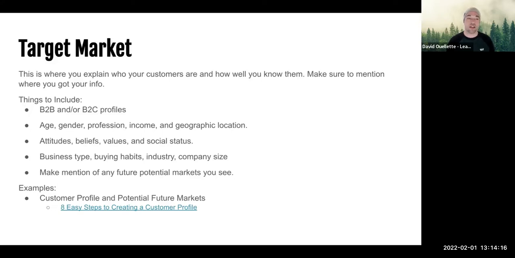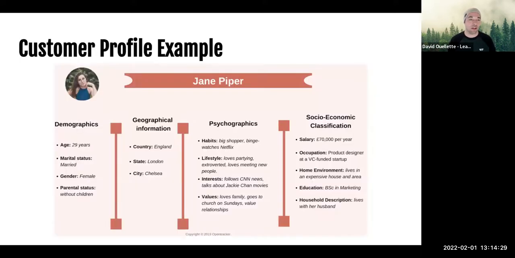Again, you don't have a lot of time to go through all this, but you do want to give us a sense of who your customer is. What are their attitudes, their beliefs, their values? Why did you choose them as your customer segment? Okay. So here's just an example of what a customer profile could look like.